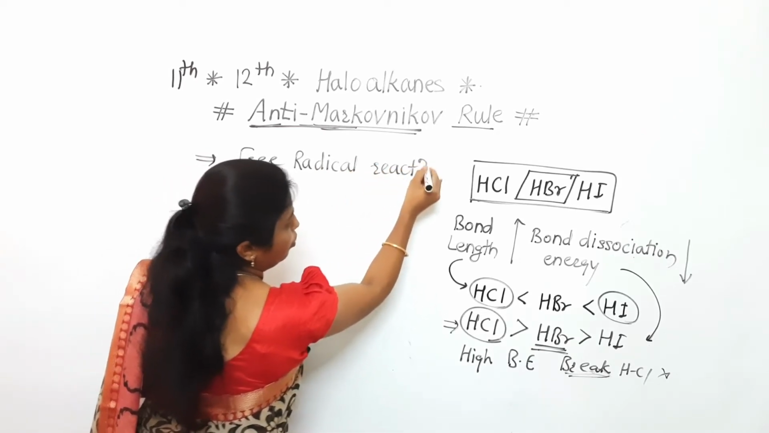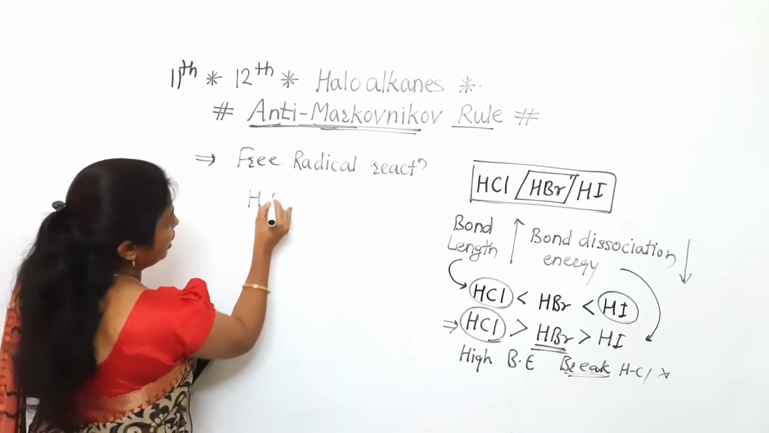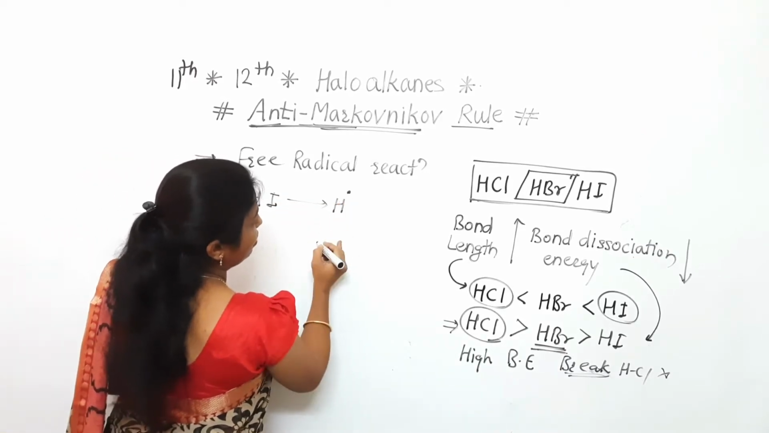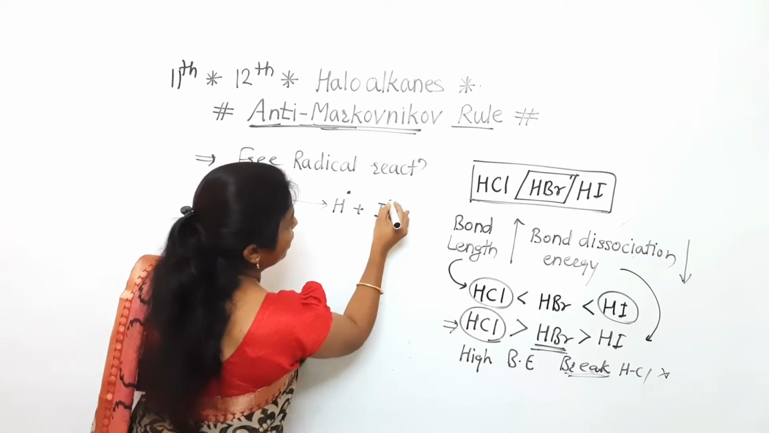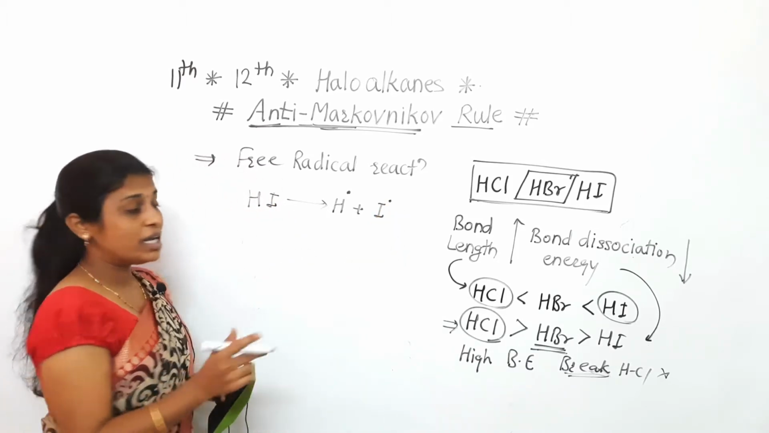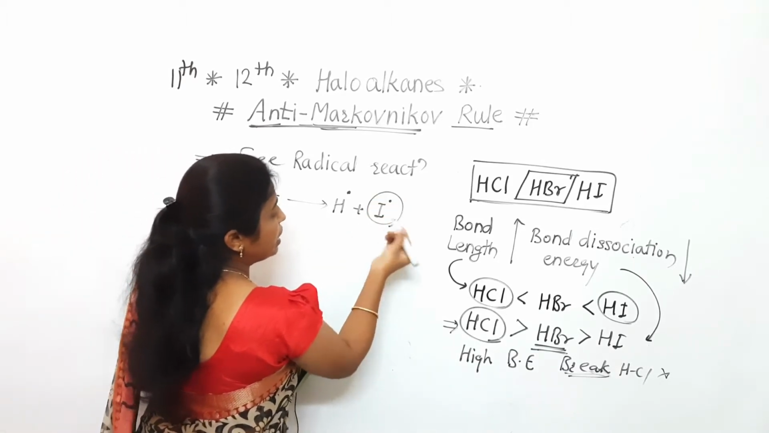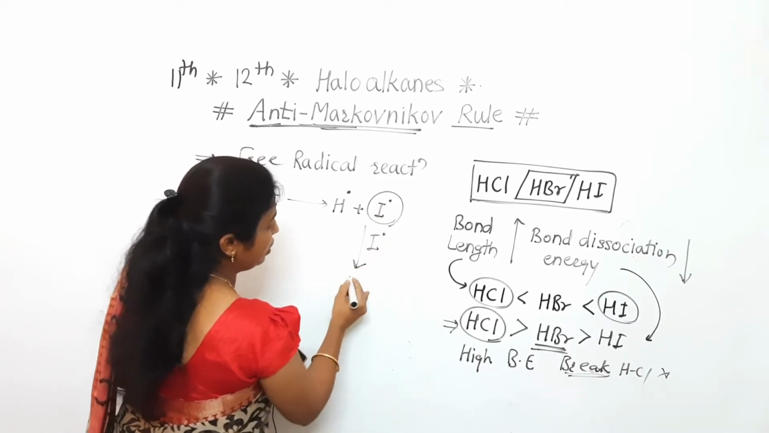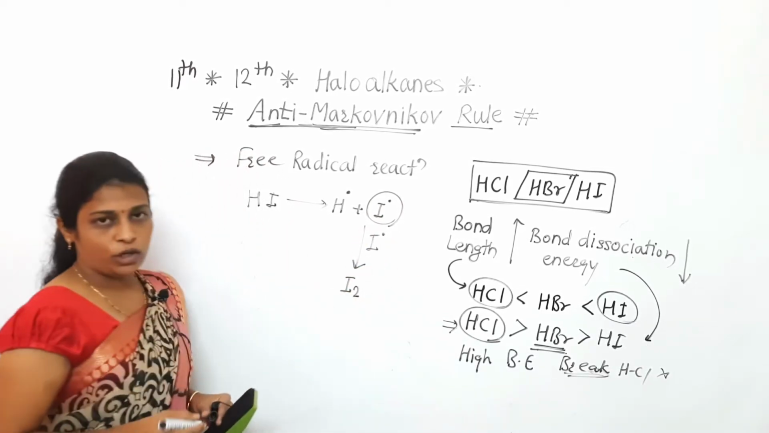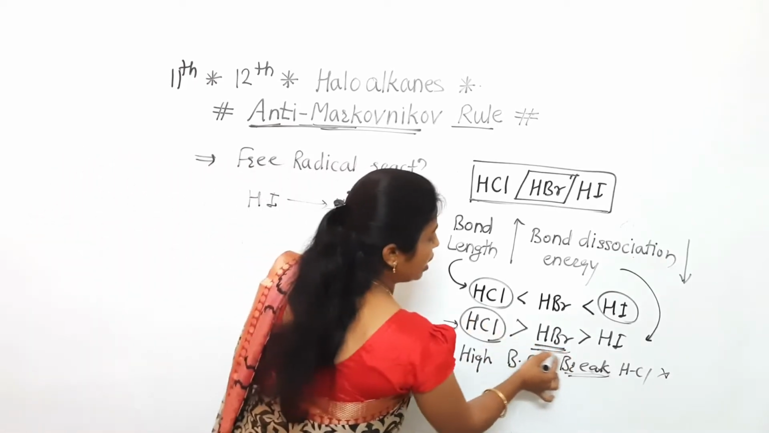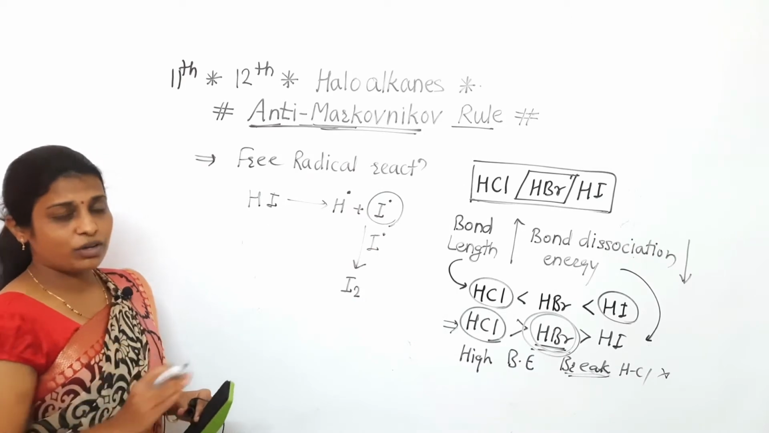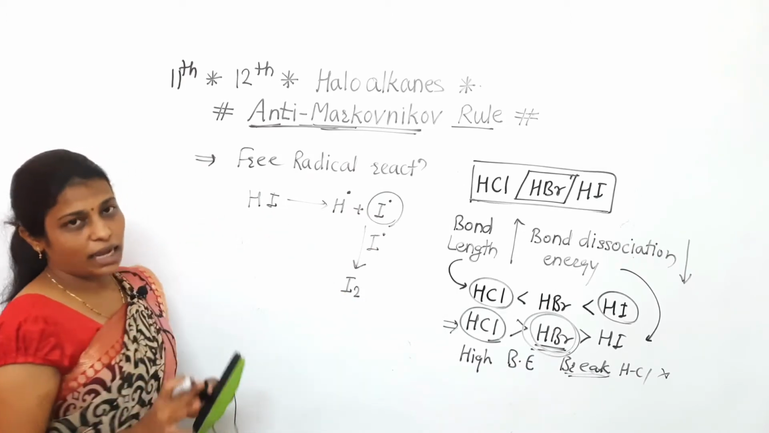This is very important. In the case of HI, when radical formation takes place, H radical and I radical are formed, but at that time iodine always prefers to combine with another iodine radical to form an I2 molecule. That's why only HBr is favorable for this reaction. Clear to everyone? I have given the reasons behind that also.